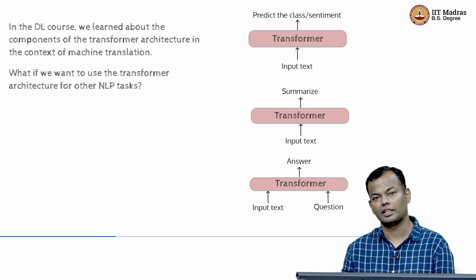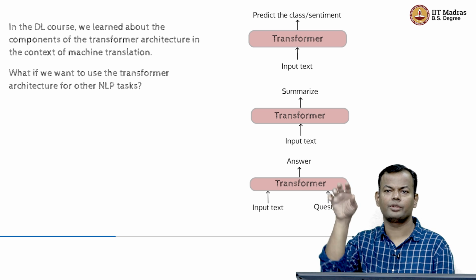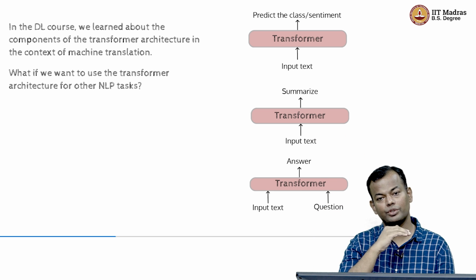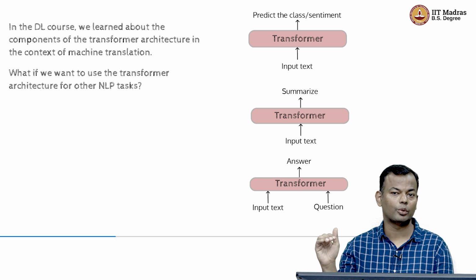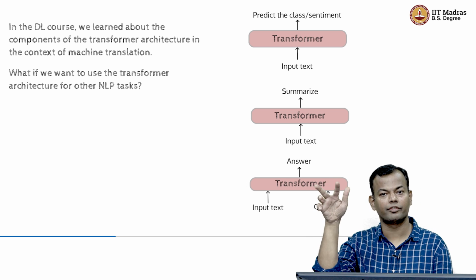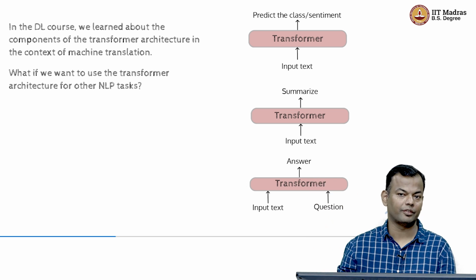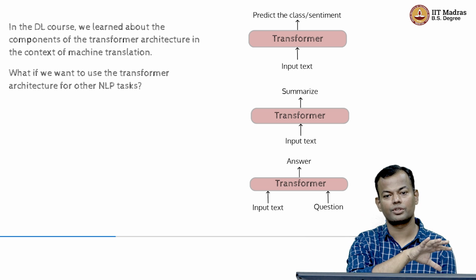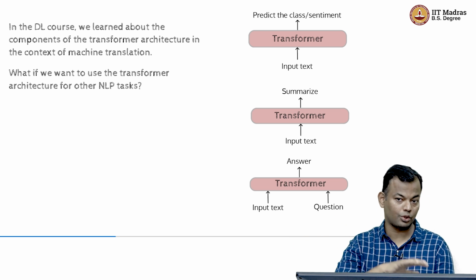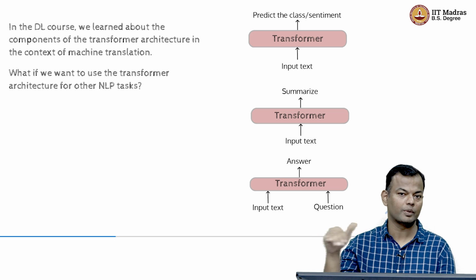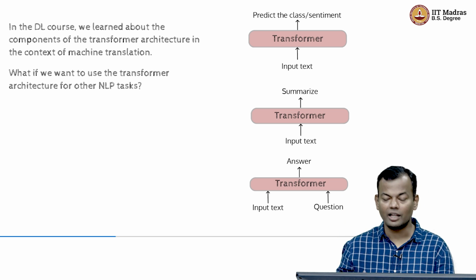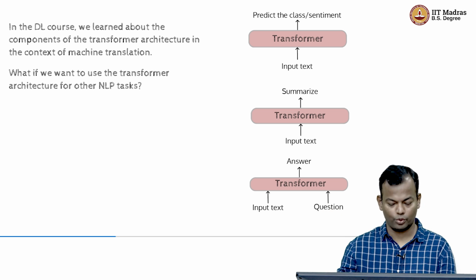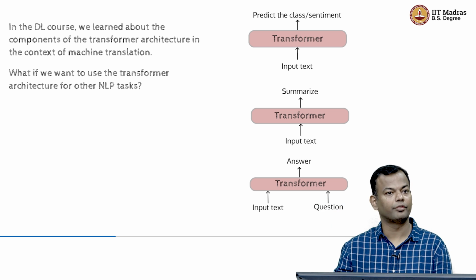Say sentiment classification, where you have a sequence of tokens and there's only one class that you want to predict at the output. Or you want to use it for summarization, where you have a sequence of tokens and you want to generate again a sequence of tokens, but a shorter summary. Or question answering, where you have the paragraph on which the question is being asked and the question, so two sequences of tokens, and then an answer, which could be one word or it could be a sequence of tokens.